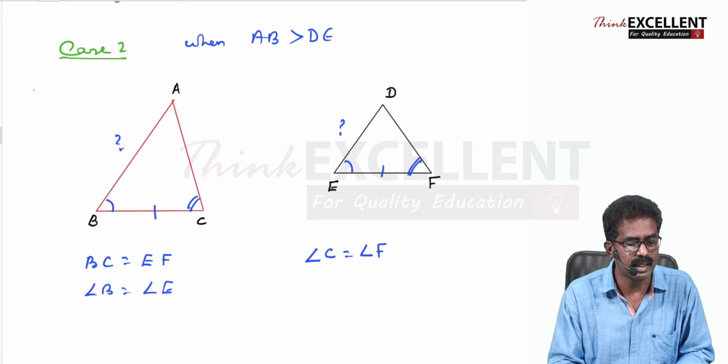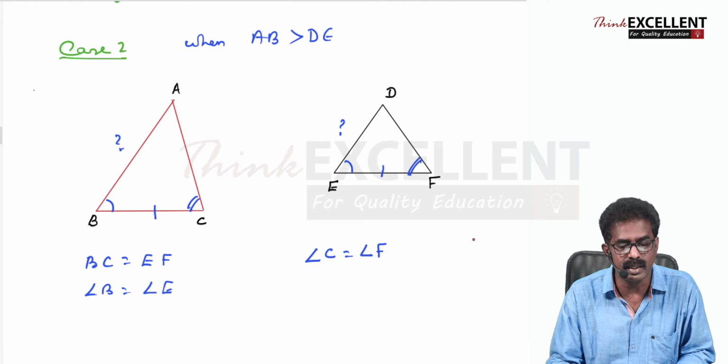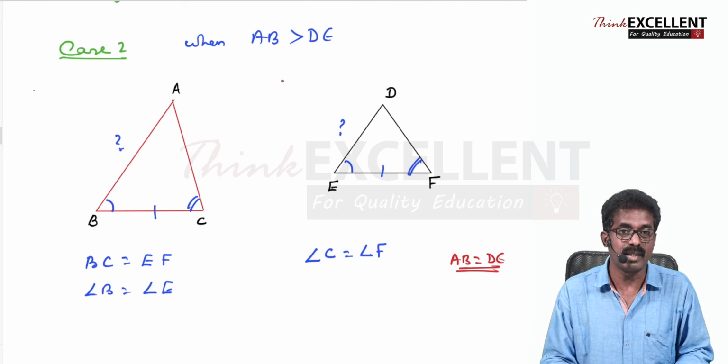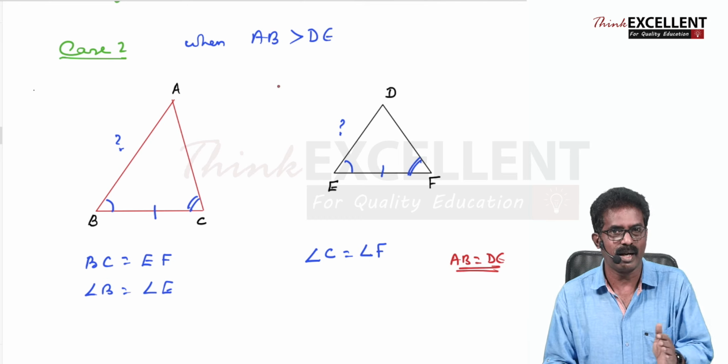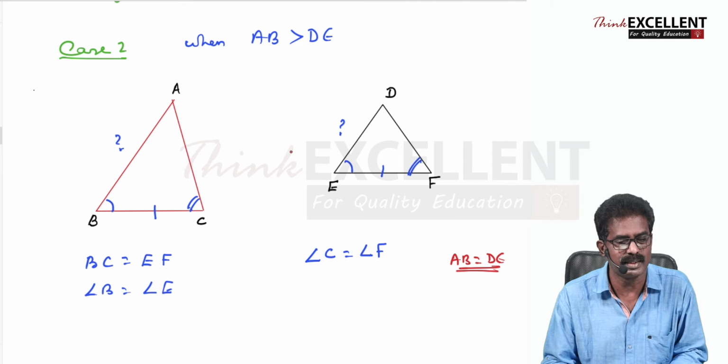Now please listen here, how to prove this. How can you prove AB and DE are equal? You have to get AB equal to what? DE. Now let us see. Now we are taking they are not equal. AB is greater. But we have to prove, no, it cannot be possible. Both must be equal. So let us see how.